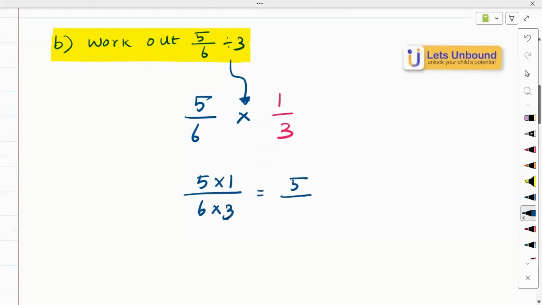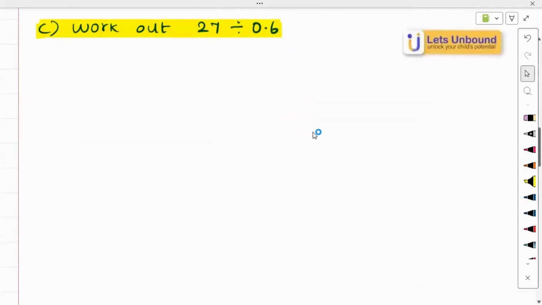It's 5 by 18. And after this, you check if it can be simplified to the lowest form or expressed in mixed form. It's just a proper fraction, and simplification is not needed. We can't do it anymore. So this is the final answer. Simple again. Now the last question of the series.